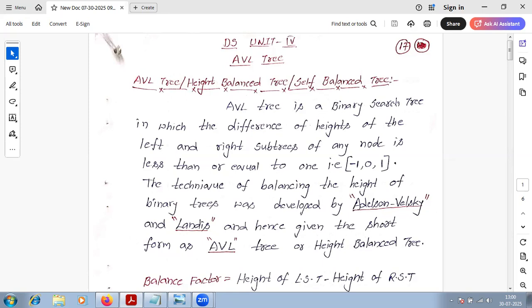An AVL tree is a binary search tree. First of all, an AVL tree is a binary search tree. If you are thorough with binary search tree, no problem. We'll see simply an example. What is a binary search tree?